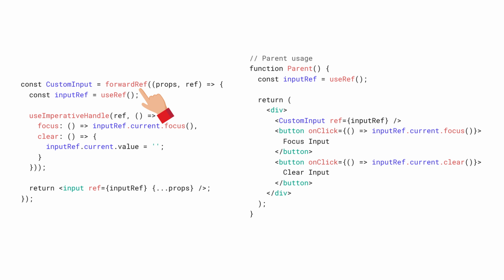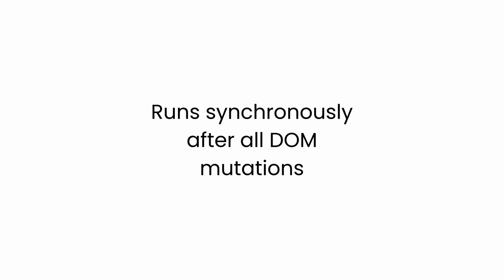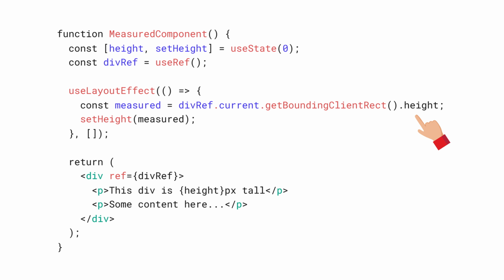useLayoutEffect is like useEffect, but runs synchronously after all DOM mutations. This is crucial when you need to read DOM properties and make changes before the browser paints. In this example, we measure the element's height immediately after the DOM is updated, but before the screen is painted. This ensures the displayed height is accurate on first paint, avoiding a flash of incorrect content. While useLayoutEffect is powerful for DOM measurements and sync layout changes, it should be used sparingly since it blocks the paint until it finishes.